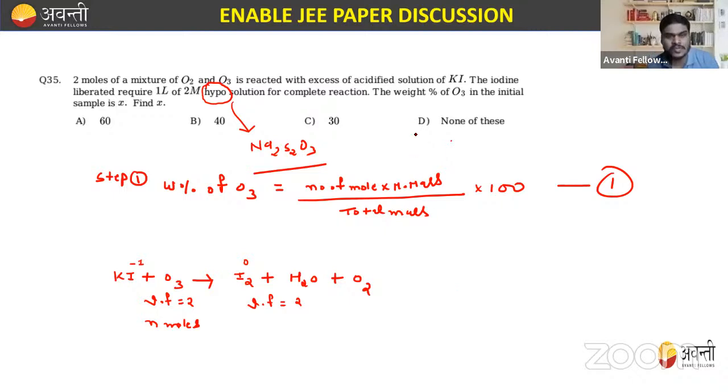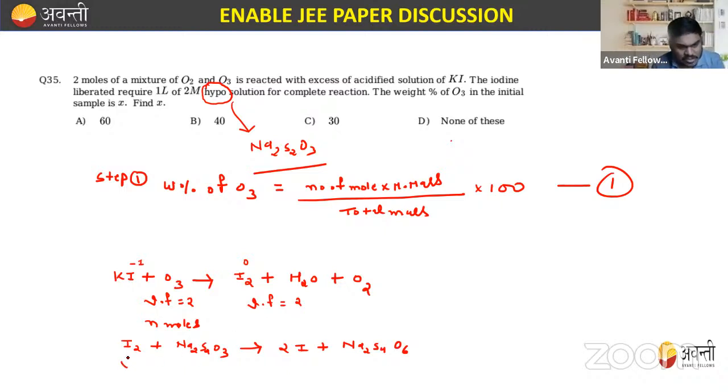Now n mole of this, ओके, बोला है क्वेश्चन में कि the iodine liberated, जो आयोडीन इसमें लिबरेट हुआ है, requires 1 लीटर और 2 M हाइपो सोल्यूशन। यानी this iodine I2 reacts with the hypo solution. Hypo means Na2S2O3, and this will give us 2I plus Na2S4O6. Okay, here also what is the valency factor beta, jaldi bataiye.